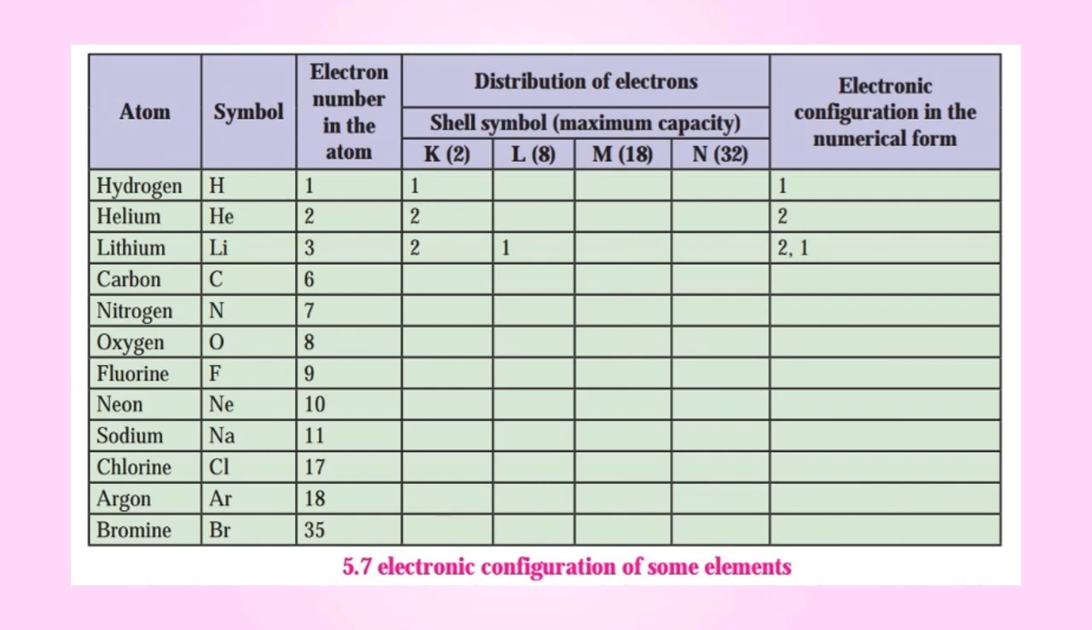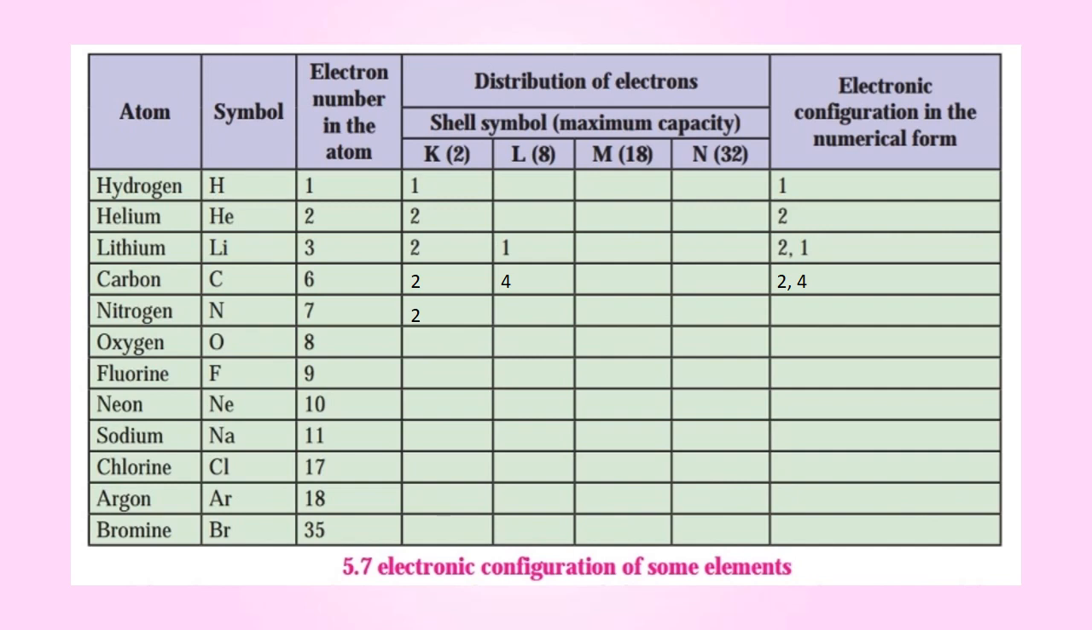Similarly, they have done for helium and lithium also. We will do for the next one, that is carbon, symbol C. Electron number we have 6. So we have to distribute this 6 according to the maximum capacity of the shell. In the first shell, that is the K shell, we will write 2, and the remaining 4 will go to the next shell, that is the L shell. So the electronic configuration will be 2, 4.